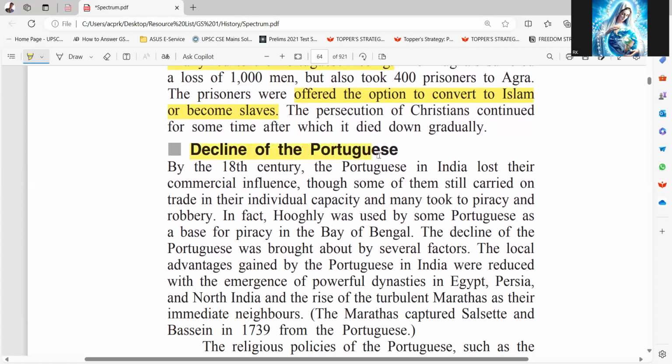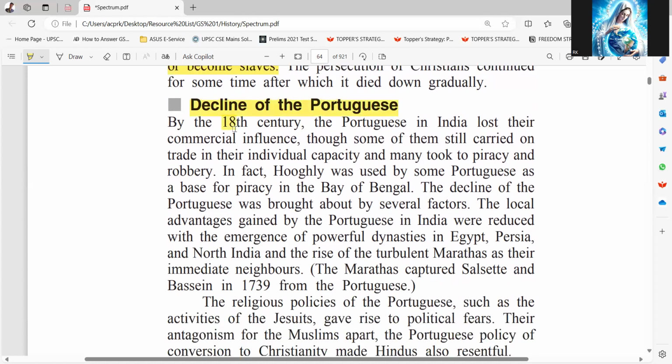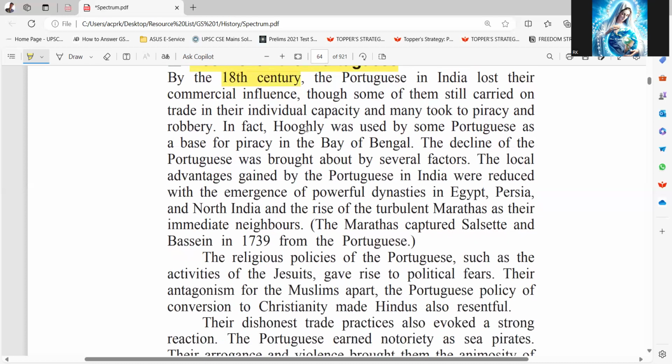Next is decline of the Portuguese. By the 18th century, the Portuguese in India lost their commercial influence, though some of them still carried on trade in their individual capacity, and many took to piracy and robbery. In fact, Hooghly was used by some Portuguese as a base for piracy in the Bay of Bengal. The decline of the Portuguese was brought about by several factors.